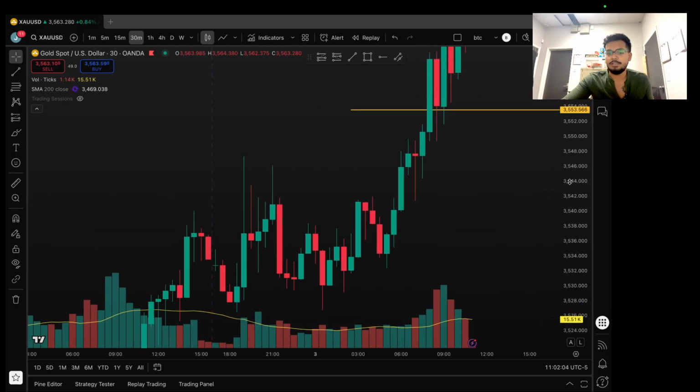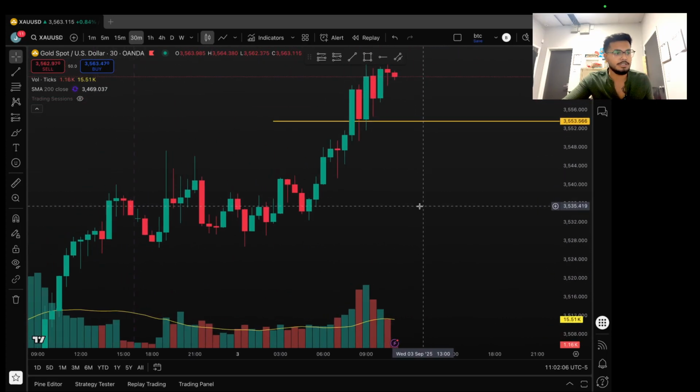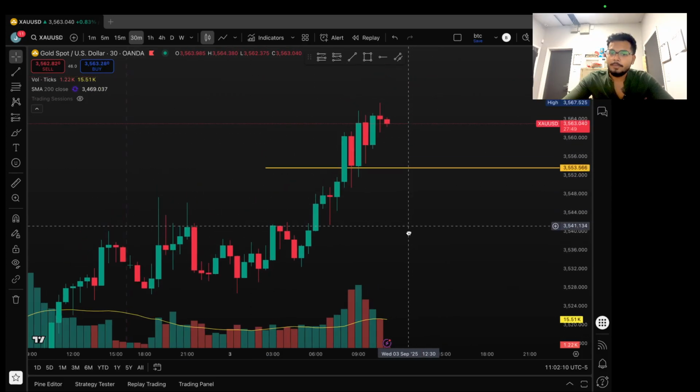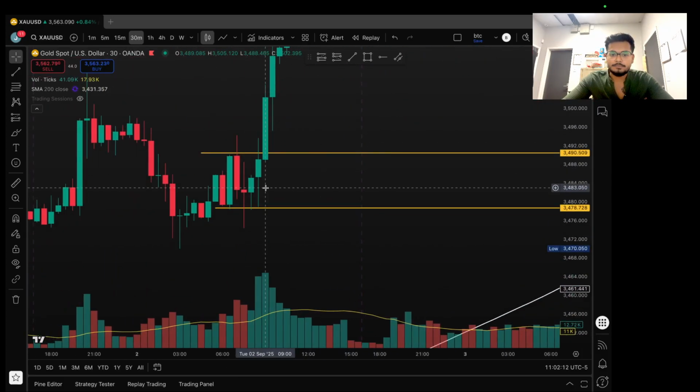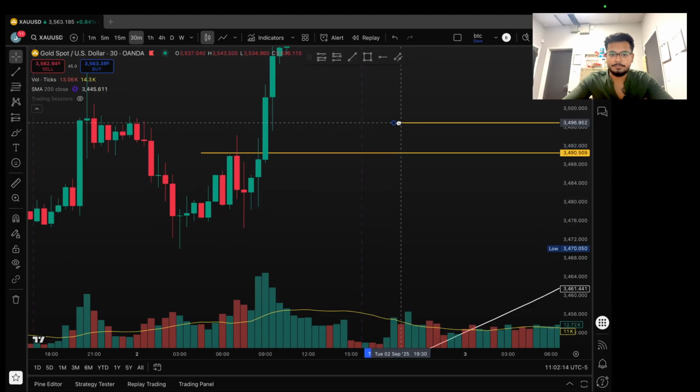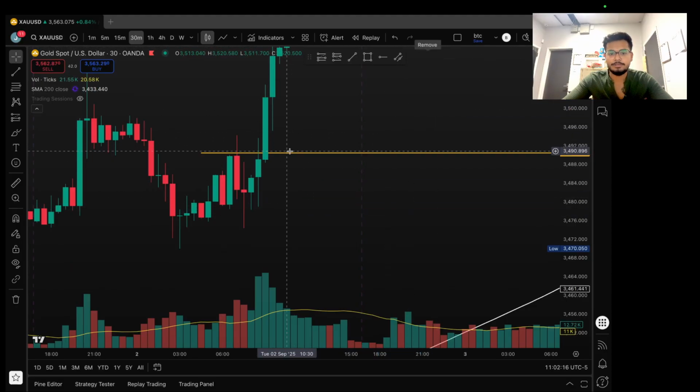So as you can see, this is XAU USD chart moving. Let's look at that. Big jump. Let's get rid of this.